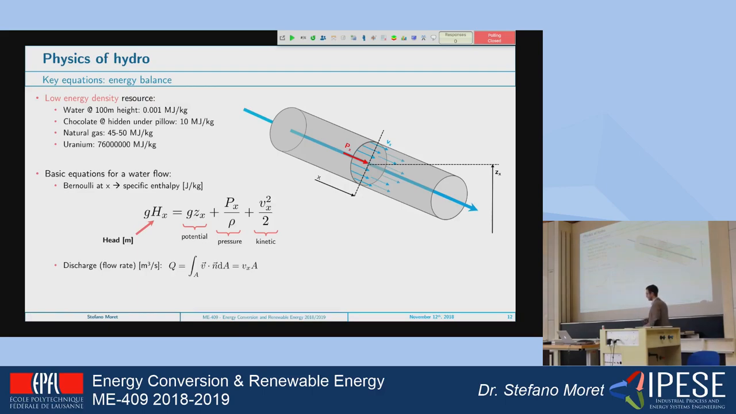Cubic meters per second multiplied by kilograms per cubic meter. And this gives us the final equation of the power we can harvest from a hydropower plant.